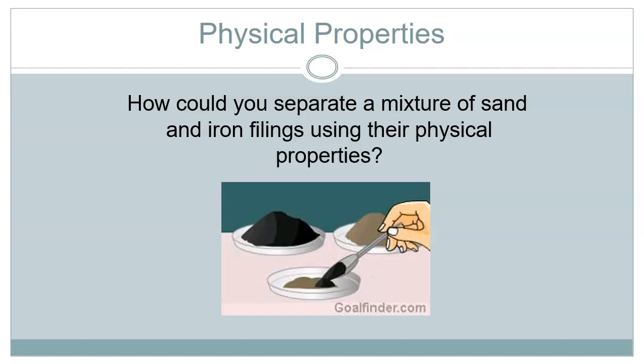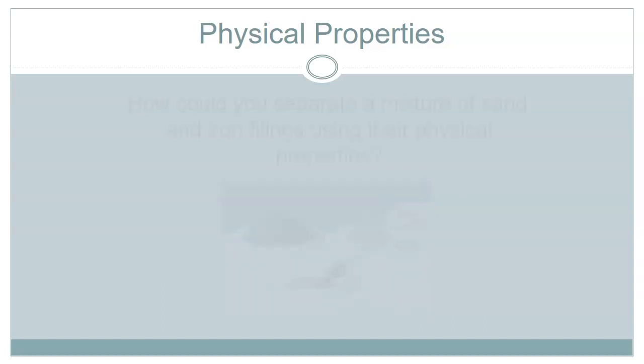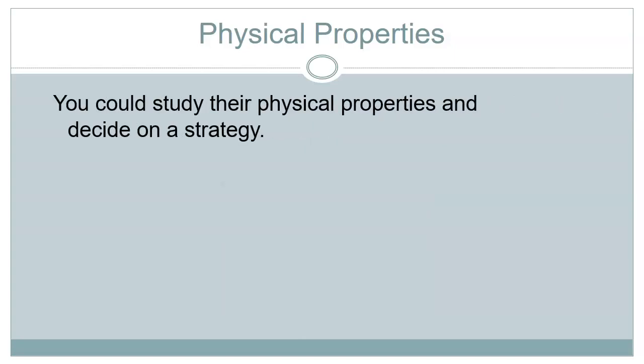Let's say you had some iron filings, so really tiny little shavings of iron, and you had some sand, and you took those two things and you mixed them together. How could we possibly separate that particular mixture using what we know about their physical properties? Well, we could study the physical properties of both sand and iron and come up with a strategy.